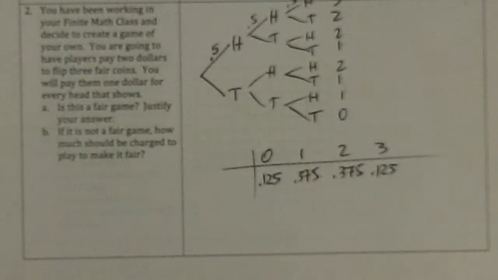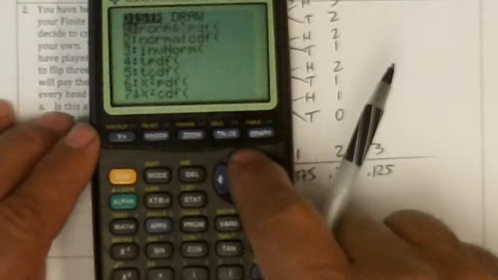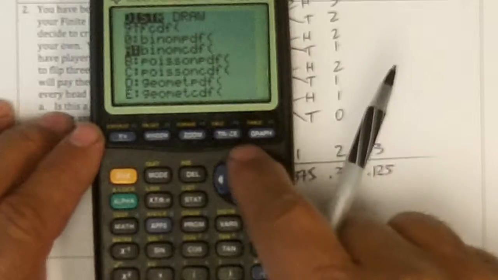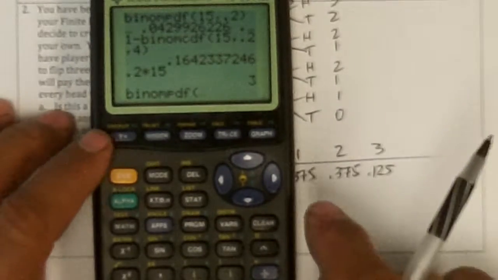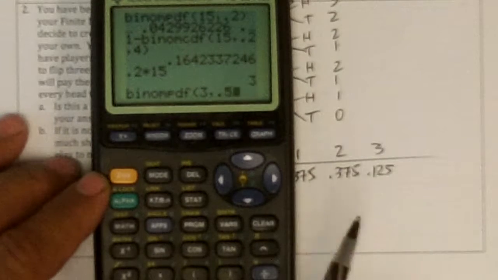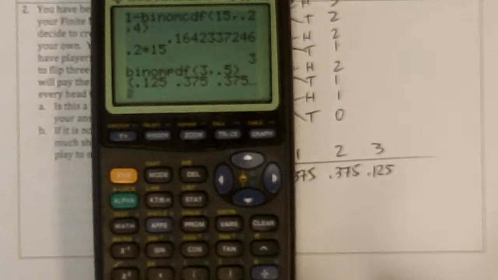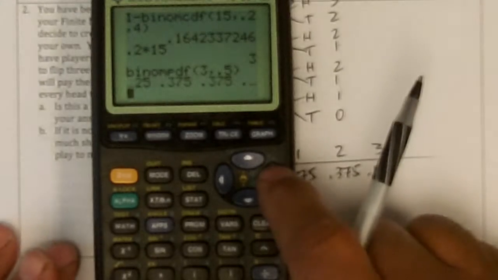But we would have gotten those same numbers from the table with 3 trials, but we don't have 3 trials here. We could have also gotten it from the binomial distribution, second distribution, and I could get PDF with 3 trials, comma, 0.5 success. And if I don't put anything, it'll give me all 4 of them. 0.125, 0.375, 0.375, and 0.125.